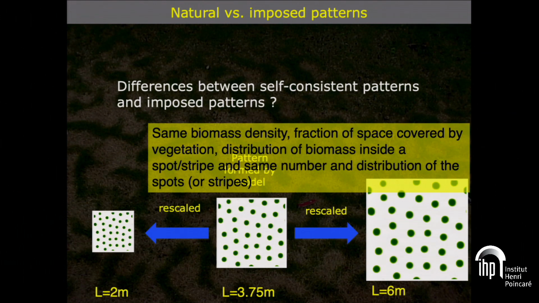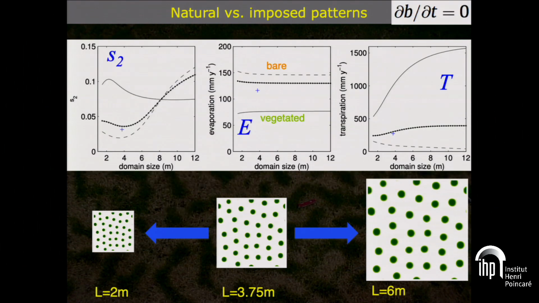And so we have the same biomass density, the same fraction of space covered, and so on. And still, if we now force the system to start from such a pattern, and then we look at soil water, evaporation, and transpiration, we see that this indeed plays quite a significant role. As a function of the domain size, and the cross tells you what the original domain size was, you see that as a function of the domain size we are imposing, you get different levels of transpiration from individual patches.